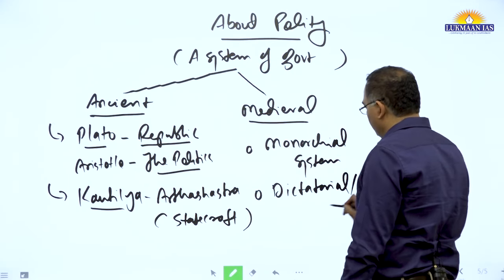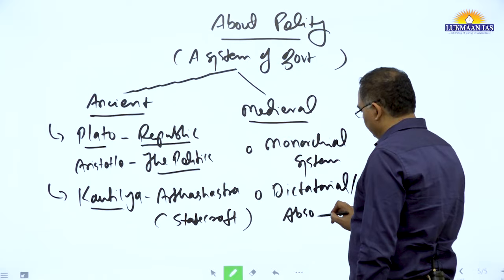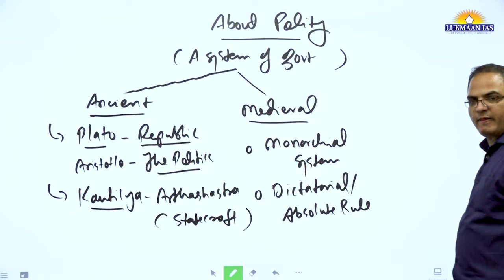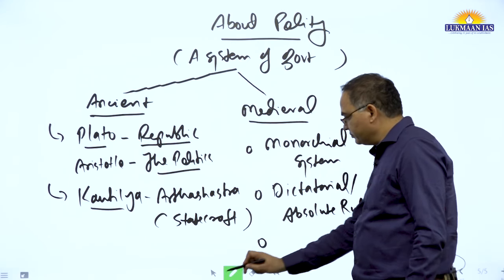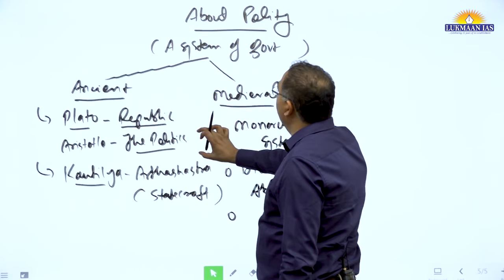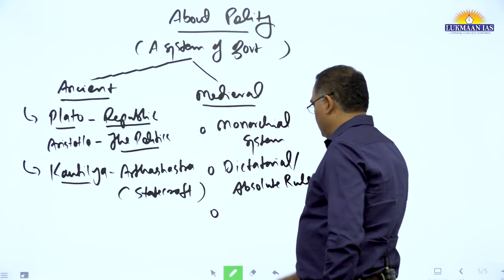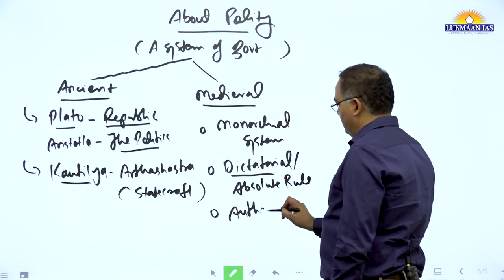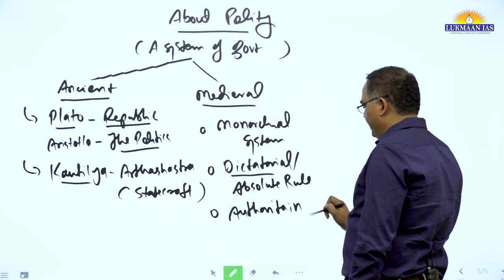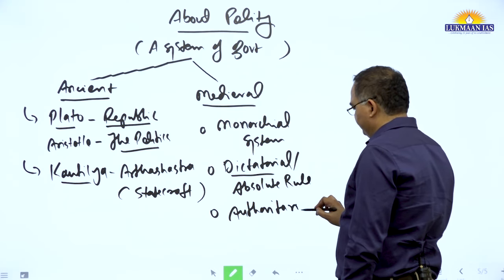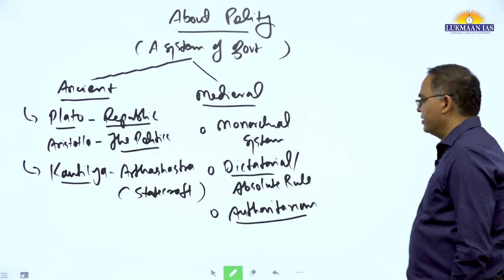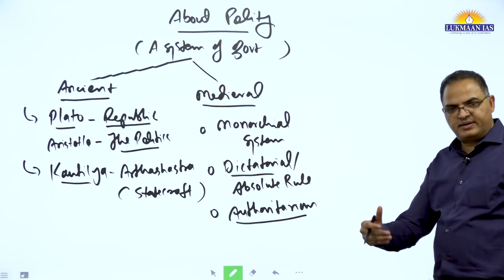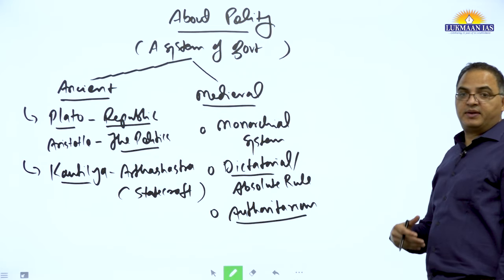Or absolute rule, let's say that. We can have absolute rule. Then this authoritarian also. So there are different types of names, you'll find that. Authoritarian, you say, monarchical. The same monarch can be authoritarian, or at further extreme levels, he can be absolute.